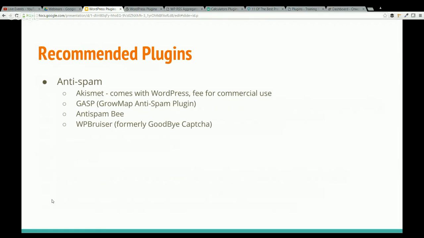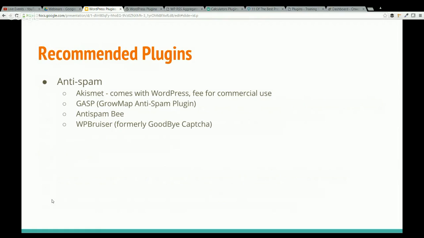Then on top of that, I would add one of these other plugins. And I've used all of these actually. The Grow Map anti-spam plugin is a good one. The Anti-spam Bee comes highly recommended as well. And then WP Bruiser. Right now, I think I'm using WP Bruiser on my own site on top of Akismet. There was something that came up several months ago where I was getting more spam suddenly.